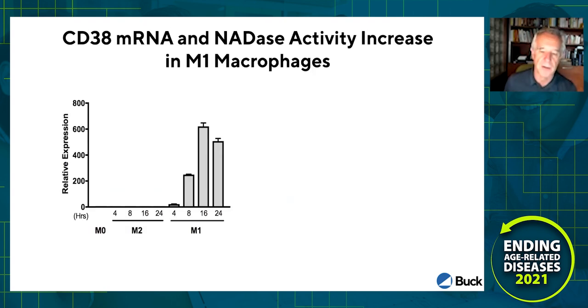Anthony prepared M1, M2, and so-called M0 macrophages, and then looked at CD38 expression, and we saw that CD38 was exclusively expressed and at very high level in the M1 macrophages. And you can see here a time course of induction of the M1 versus M2 macrophages. Within 16 hours, we had close to a 500-fold induction of CD38 expression.